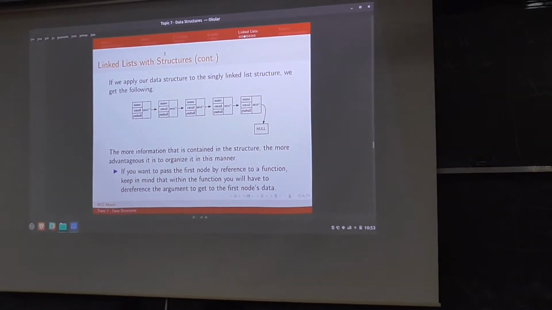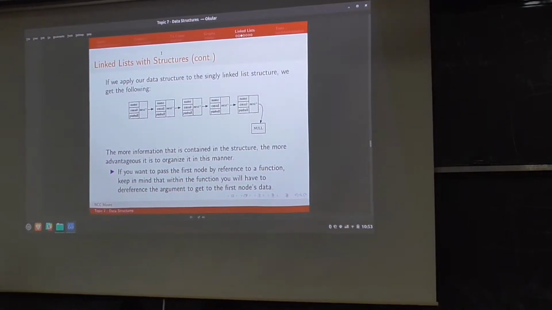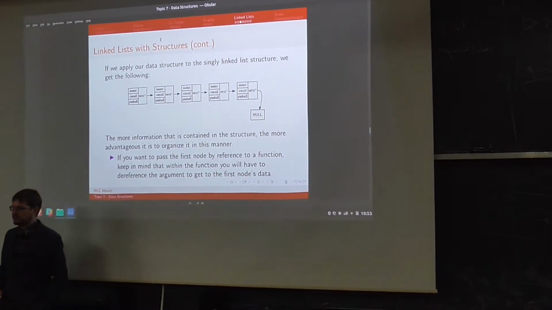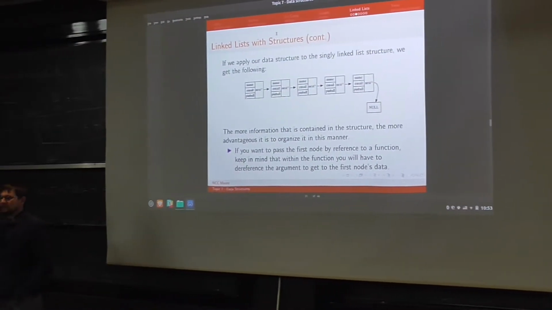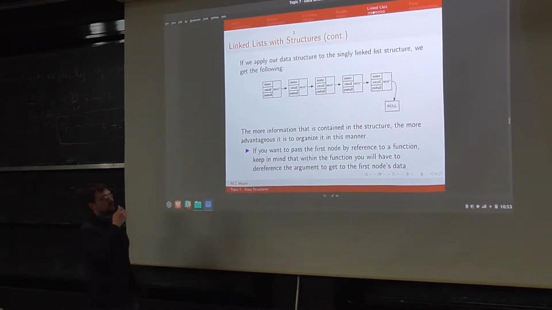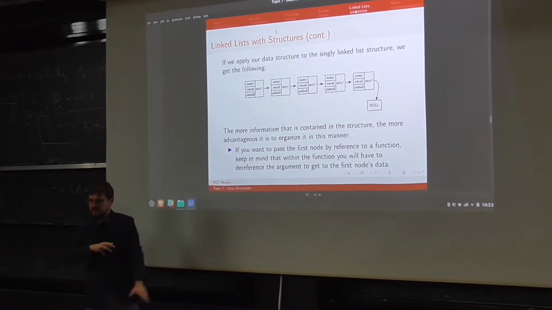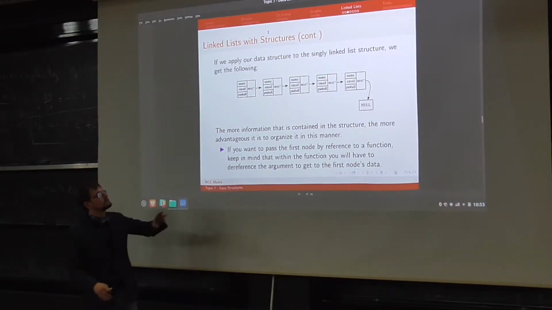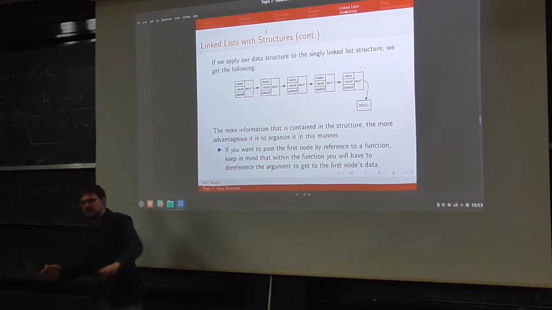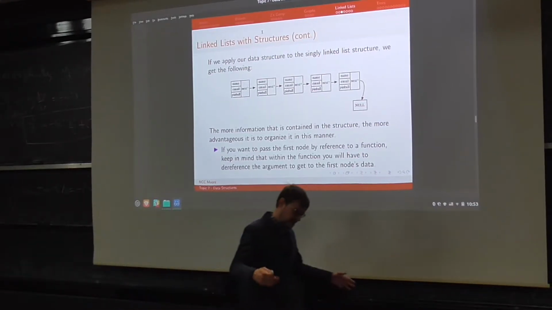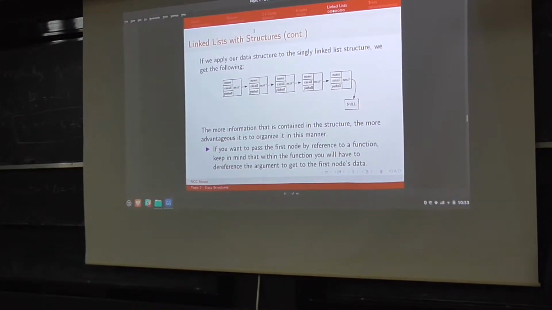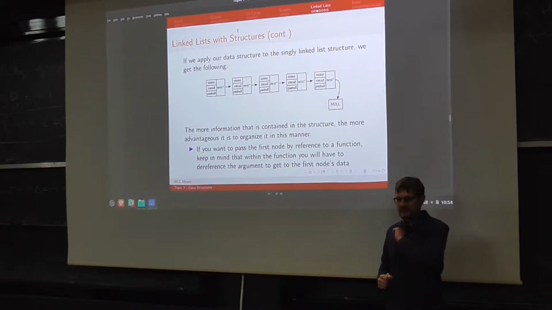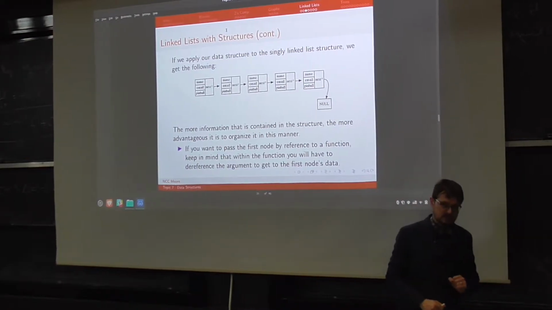So, the more information that is contained in the data structure, the more advantageous it is to organize it in this manner. Consider the passing of arrays, right? If we pass stuff by value, we have to copy all of it into the function. That takes time. If we're sending it a referential link to a data structure, we literally only send a pointer. It's much, much, much faster, right?